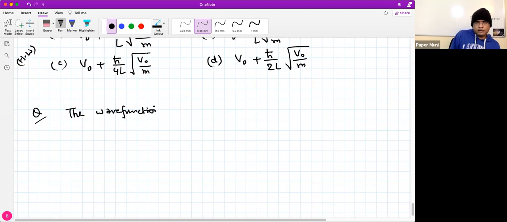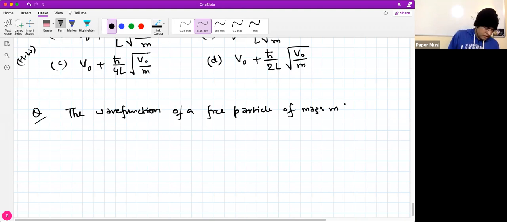Now we have already done this kind of question. Now this is a practice problem. The wave function of a free particle of mass m, all right, constrained to move.